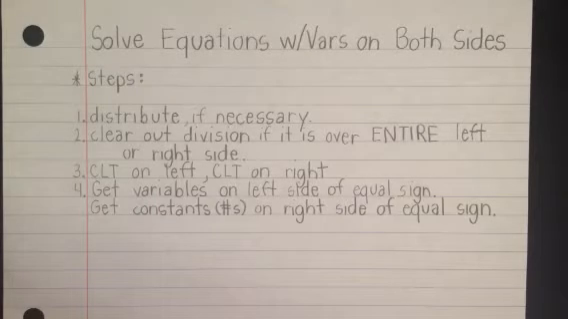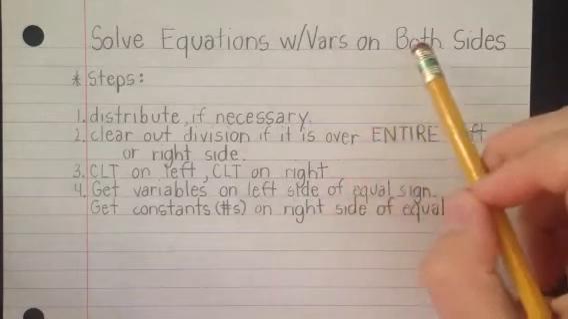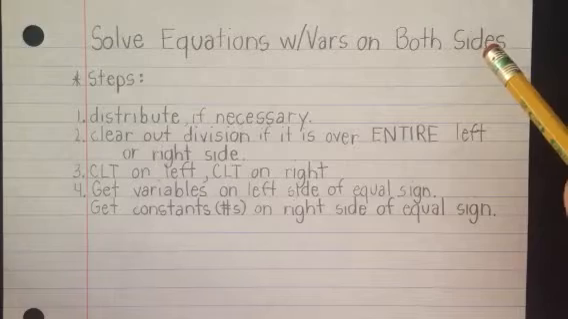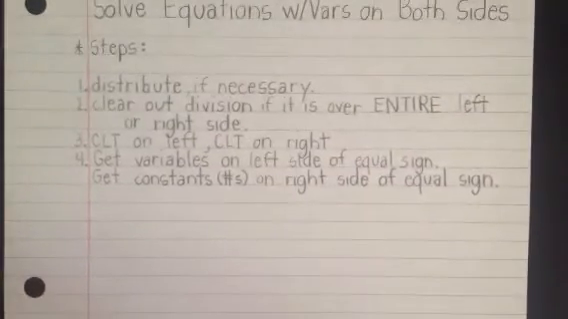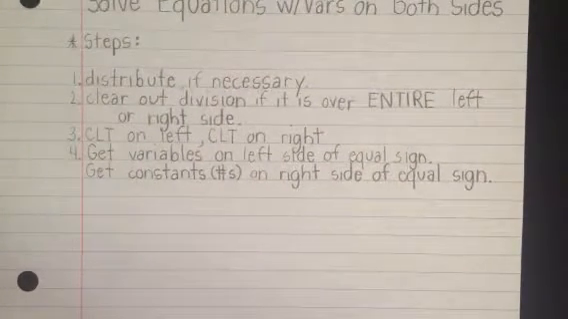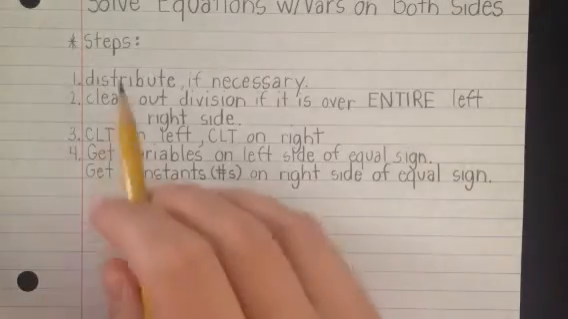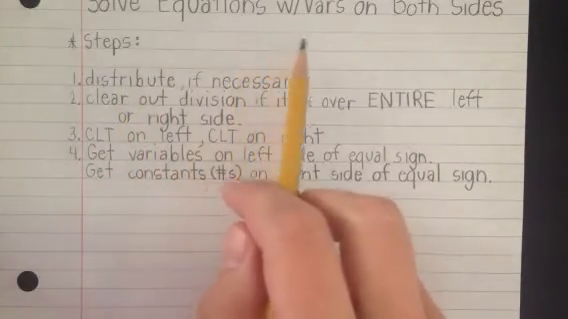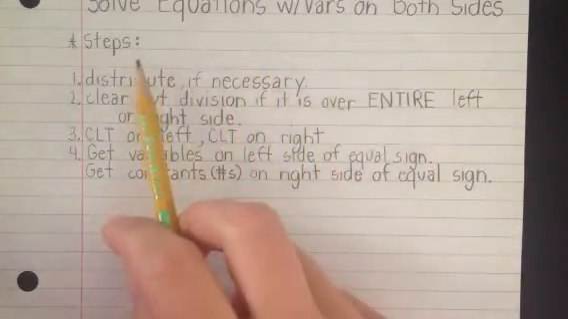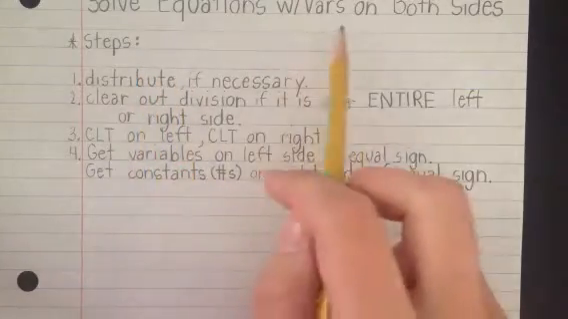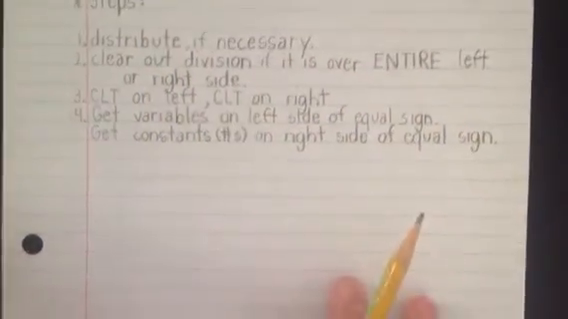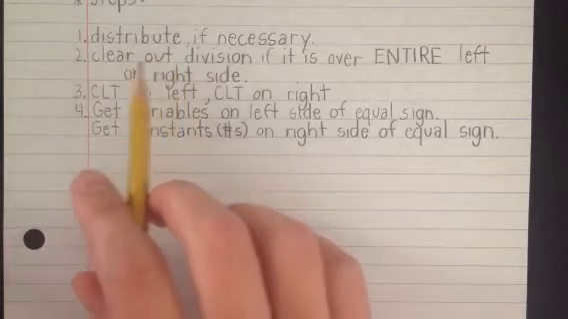Today we're talking about solving equations with variables on both sides of the equal sign. Okay, so you might want to pause the video and jot down these steps real quick. The steps for solving equations with variables on both sides are almost identical to if there's not variables on both sides. We're going to distribute first, just like before.